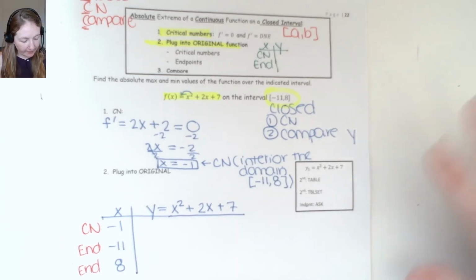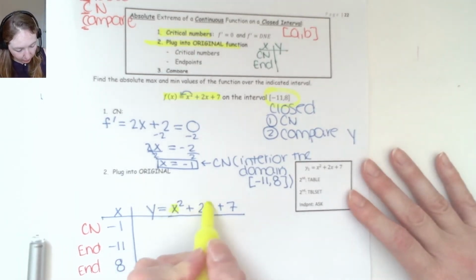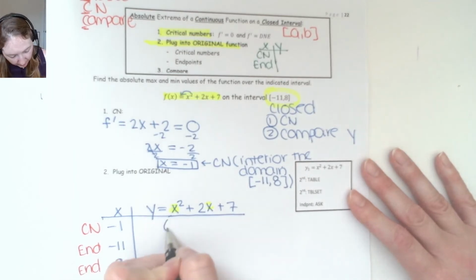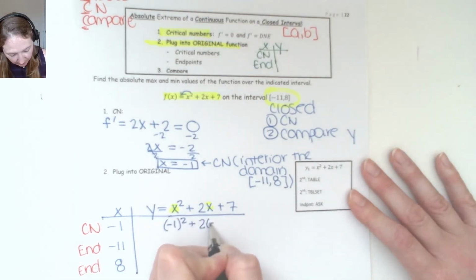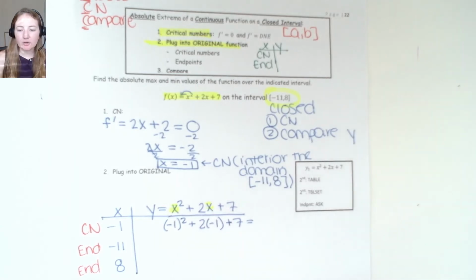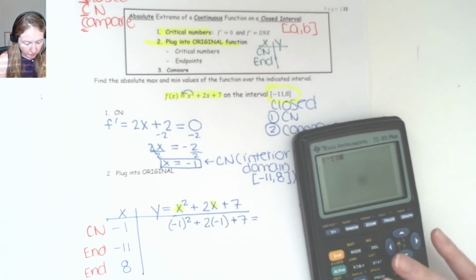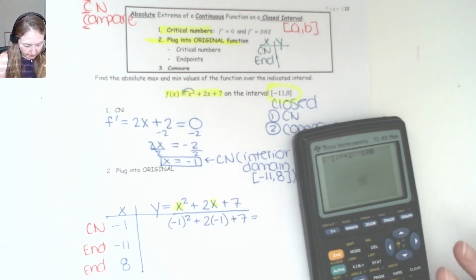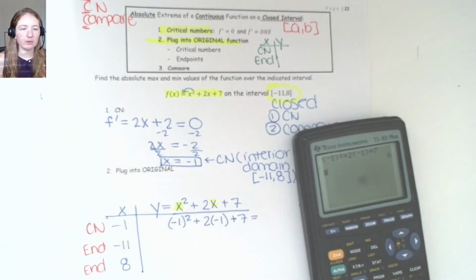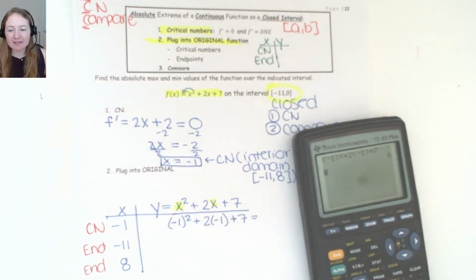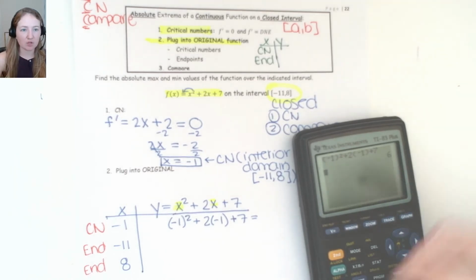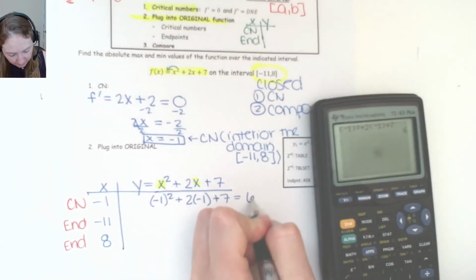So we'll have -1 first, plugging in for these x values. So (-1)² + 2(-1) + 7. And you are more than welcome to use your graphing or scientific calculator to do this arithmetic. The key thing is I need to see the critical number process, and then you're plugging in to create this t-chart. So just drawing the t-chart is very important. All right, so that gives us the 6.